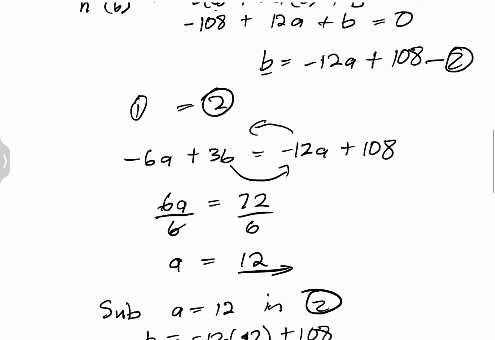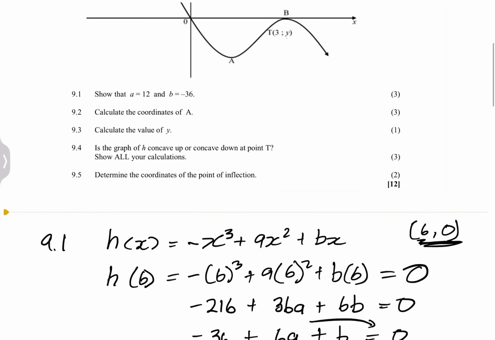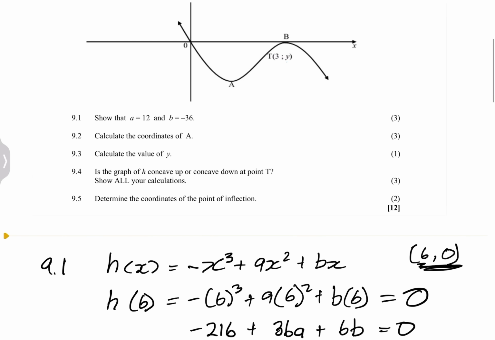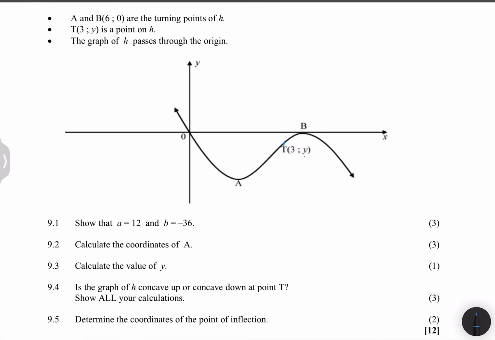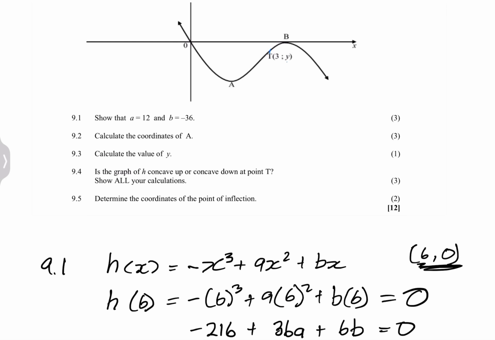Right, so looking at the next question. Now, they say to us, is the graph of h concave up or concave down at t? Now remember, t is equal to 3 there, right? So we want to know, is the graph concave up or concave down? Now there are two ways of doing this, all right? And please, I want you to listen carefully.